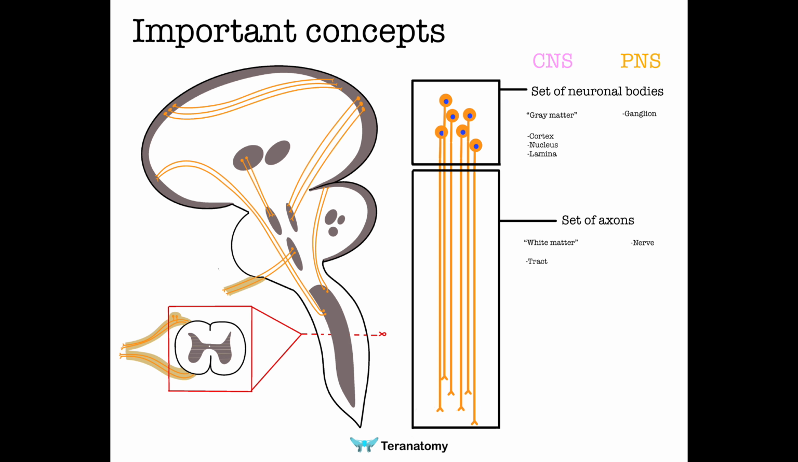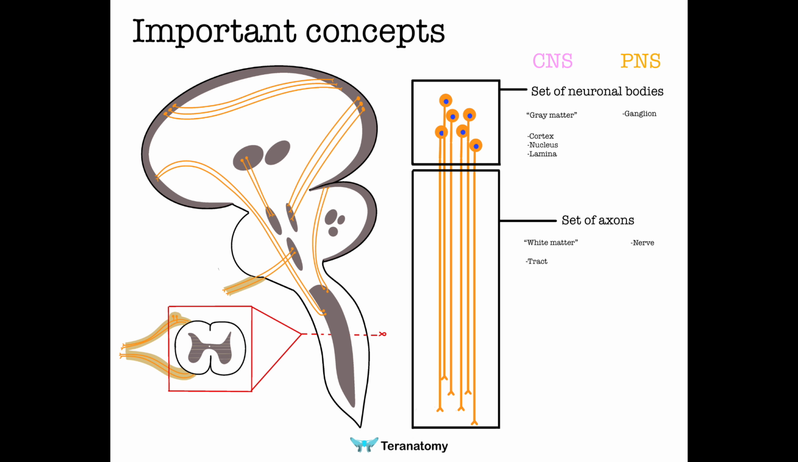In the central nervous system, a collection of neuronal cell bodies is referred to as gray matter. This gray matter can be organized into different structures, as cortex in the cerebrum and cerebellum, as nuclei throughout the brainstem, cerebellum, or deep regions of the cerebrum, or as laminae, as you can see in the spinal cord cross-section shown in the image. In the peripheral nervous system, however, a cluster of neuronal cell bodies is called a ganglion.